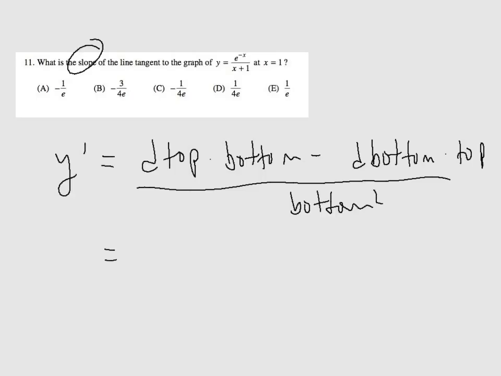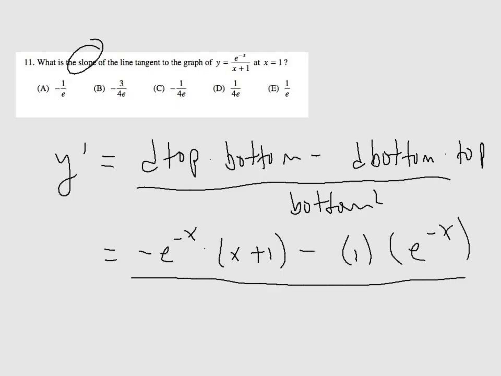Alright, the derivative of the top, well, it's an e function. So we're going to have that chain represented as negative e to the negative x times the bottom function. We need to make sure we insert our parentheses, so we're multiplying the entire thing, x plus 1, minus the derivative of the bottom. And this is where it's a little easier. The derivative of the bottom is just 1. We don't really need to write that. Times the top, which is e to the negative x, all over x plus 1 squared now because of the quotient rule.